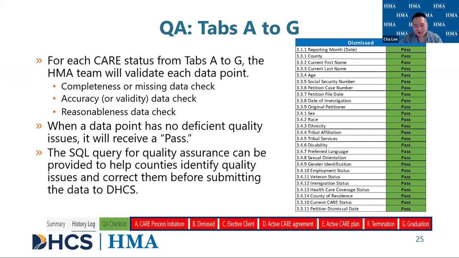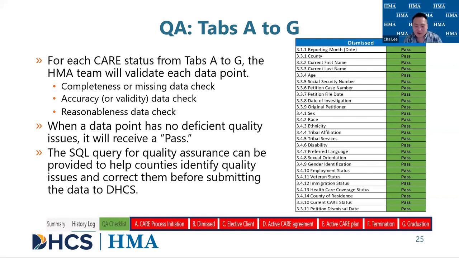QA tab A to tab G. For each care status from tab A through tab G, the HMA team will validate each data point. So how are we going to do that? Basically, we're going to do a couple of checks. We're going to check for completeness or missing data. Then we're going to look at the accuracy and validity of that data point. And after that, we're going to see, all right, does this data point make sense? So we're going to be doing those validations.